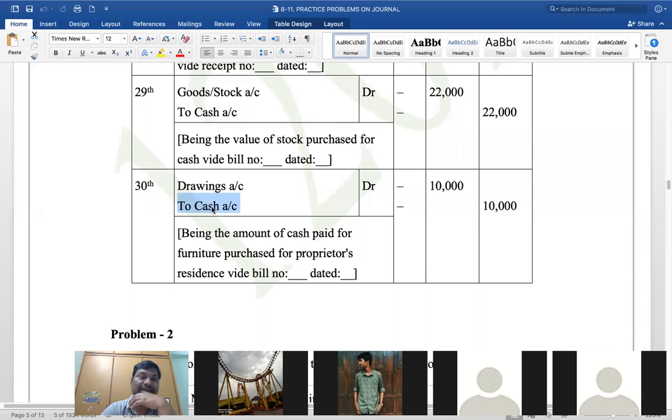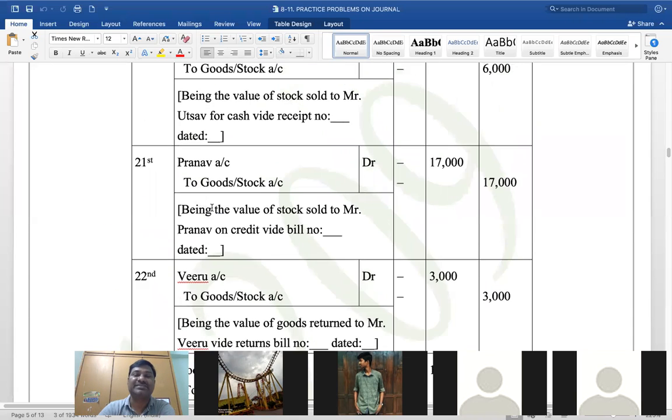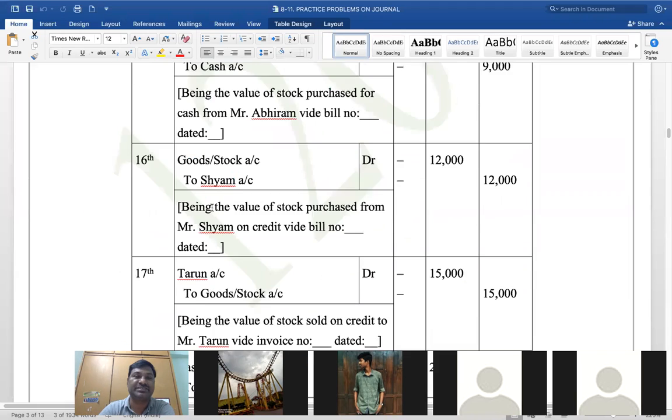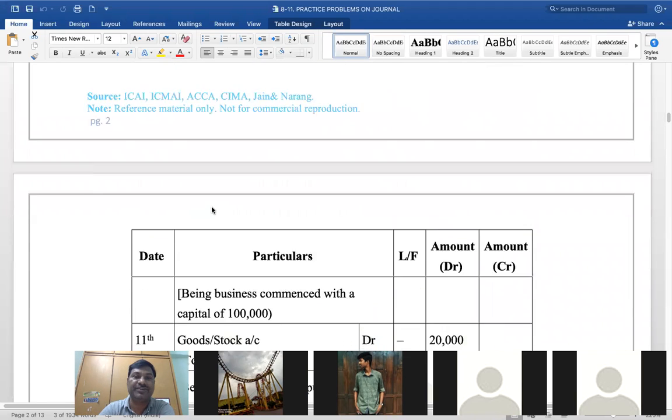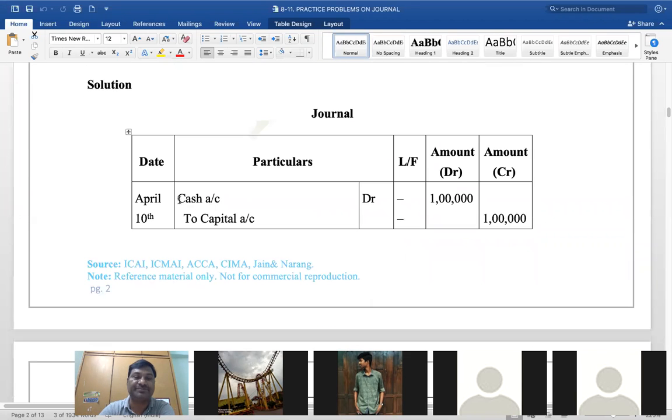In the first transaction, cash is debited. The last one, cash is credited. Whether debited or credited, we are picking up all the entries with cash. Okay, right.